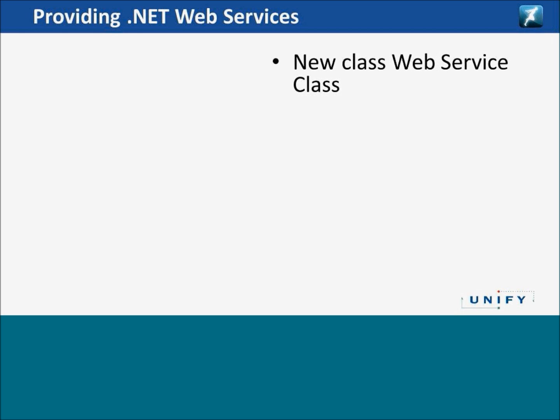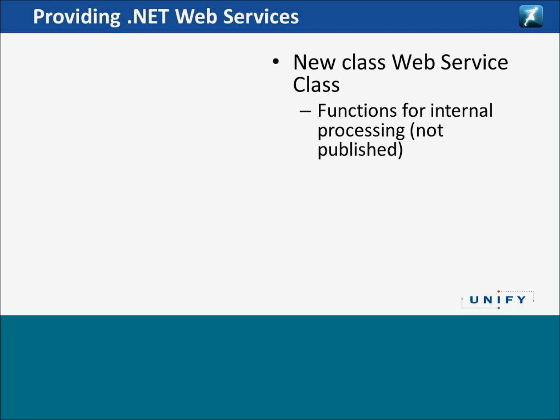How do we do that? Providing .NET Web Services. What we have is a new class, which is a web service class in the outline. Web service classes can have functions for internal processing, so you can write code that is not being exposed in the web service itself, but that you use to program your internal web service code. And operations. Operations are published.